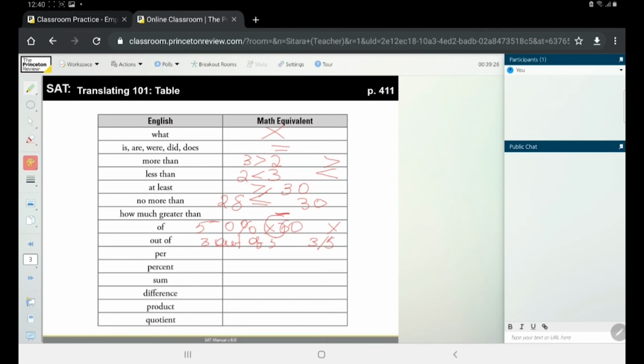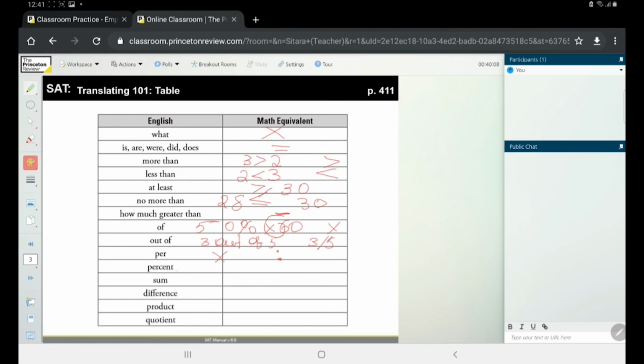"Per," depending on the context of the problem, can be multiplication or division. For example, let's say we have 20 apples and we have to divide them between 4 people. So we can divide 20 by 4 in order to find the number of apples each. It's going to be 5 apples. Or let's say we have to find the total value. We have 4 people and each of them has 5 apples. So in order to find the total, we need to multiply.